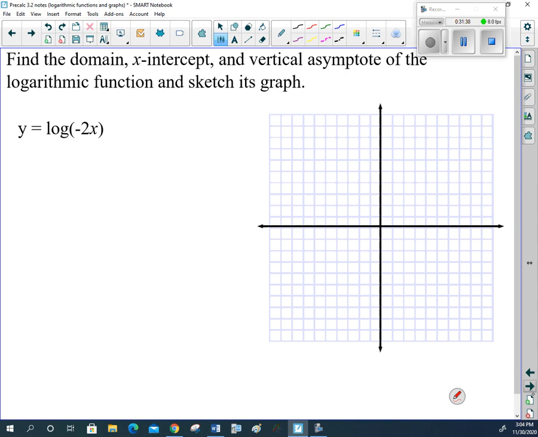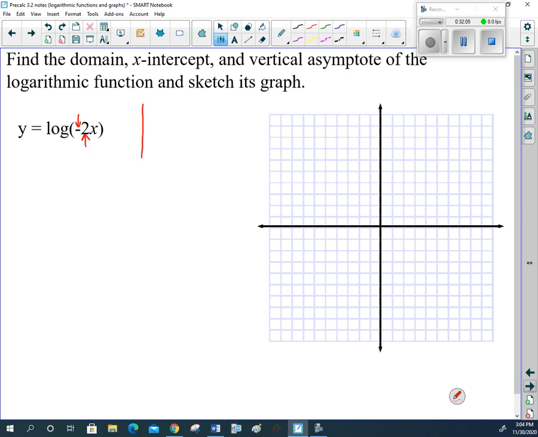So find the domain and the x-intercept and the vertical asymptotes of the logarithmic function and sketch its graph. So it looks like to me that there is no left and right translating. First of all, I see this right here and I see this negative sign. So that too means that it's a horizontal shrink by a half, and that negative is going to reflect it.